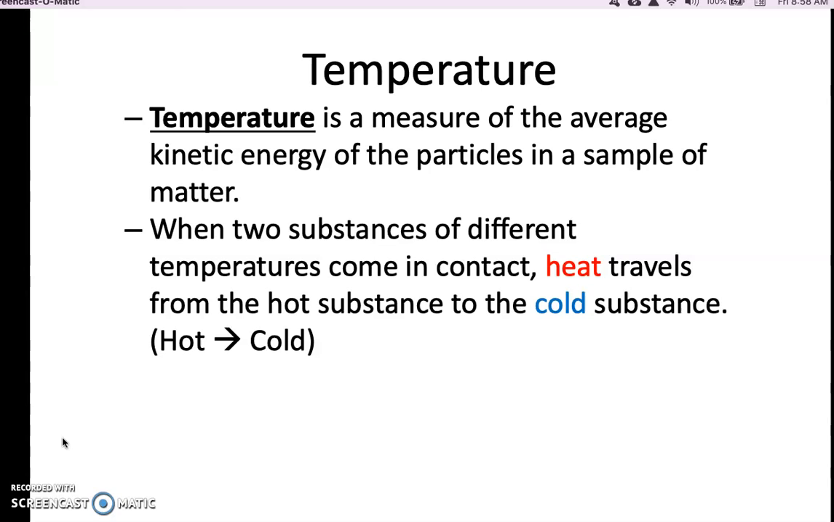Now, temperature is a measure of the average kinetic energy of the particles in a sample of matter. All right. When two substances of different temperatures come in contact, heat travels from the hot substance to the cold substance.